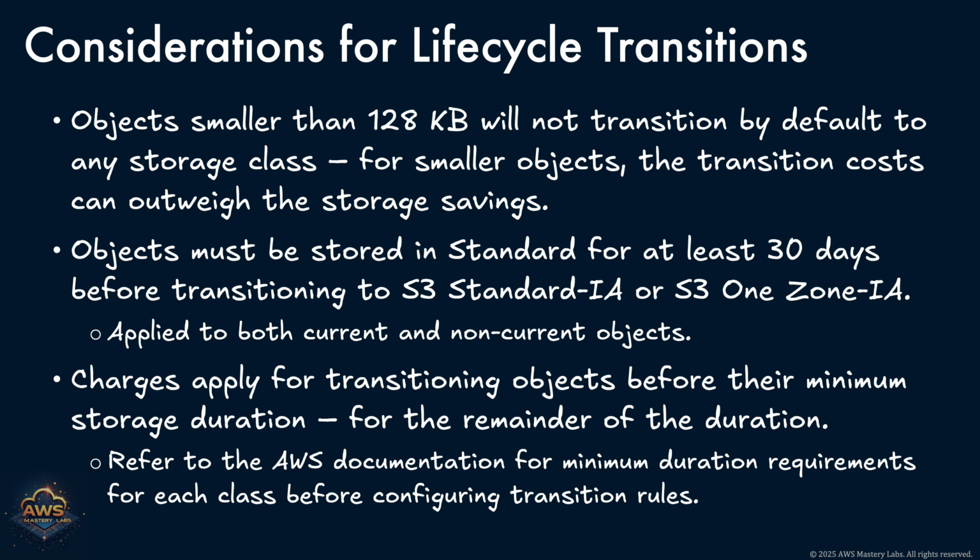Finally, there's the consideration of minimum storage duration charges. Certain storage classes, like Standard IA, One Zone IA, Glacier, and Glacier Deep Archive, have a minimum duration requirement. If you transition an object into one of these classes and then move it out or delete it before it has stayed for the required time, typically 30, 90, or even 180 days, Amazon S3 will still charge you as though the object was stored for the full minimum period. This means you need to carefully design your lifecycle policies to respect these duration thresholds. Otherwise, you risk incurring unnecessary costs.